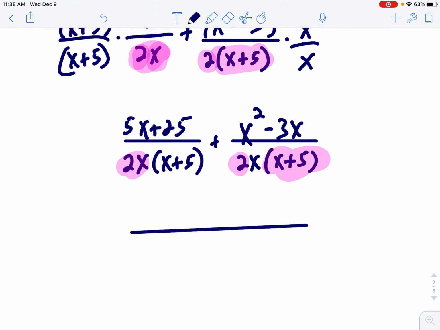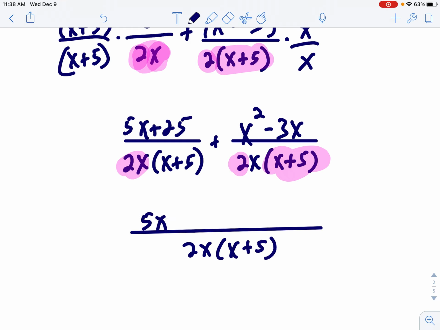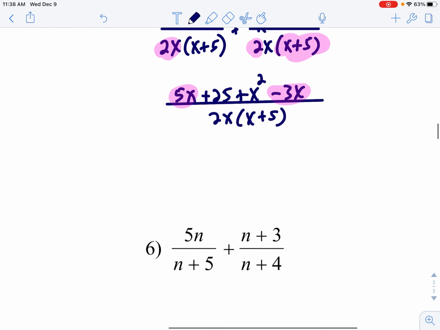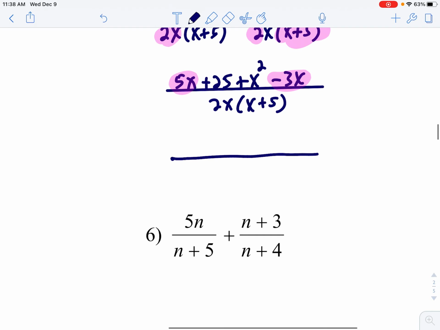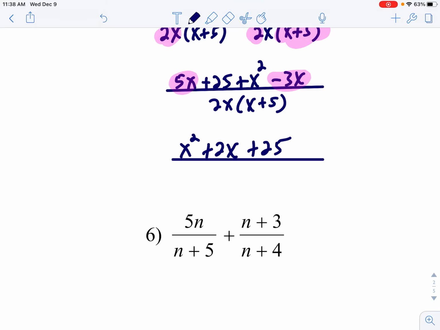So if I combine them all together over 2x, x plus 5, I end up with what? 5x plus 25 plus x squared minus 3x. And I guess I do have like terms right there, so I can simplify it a little bit. Also, I like to put the highest power first. So x squared, 5x minus 3x is plus 2x plus 25.